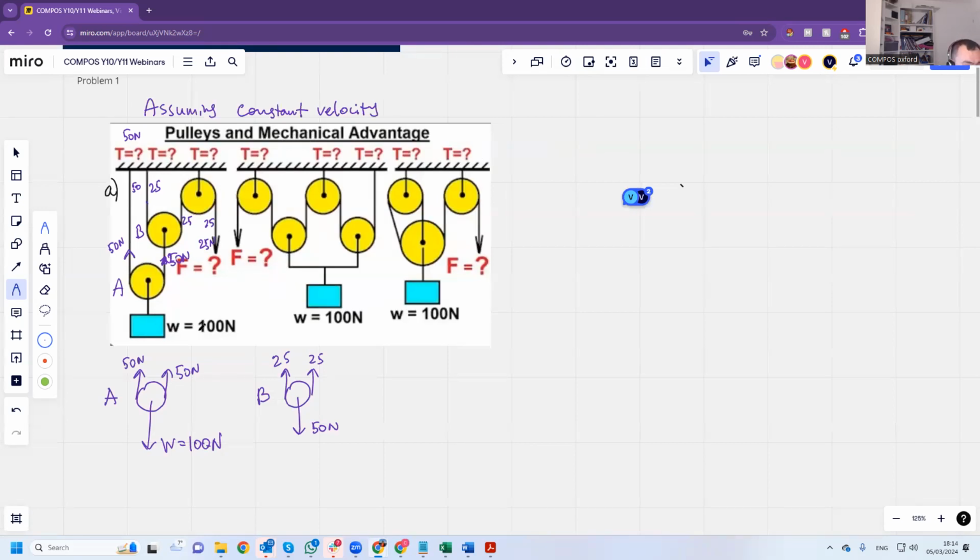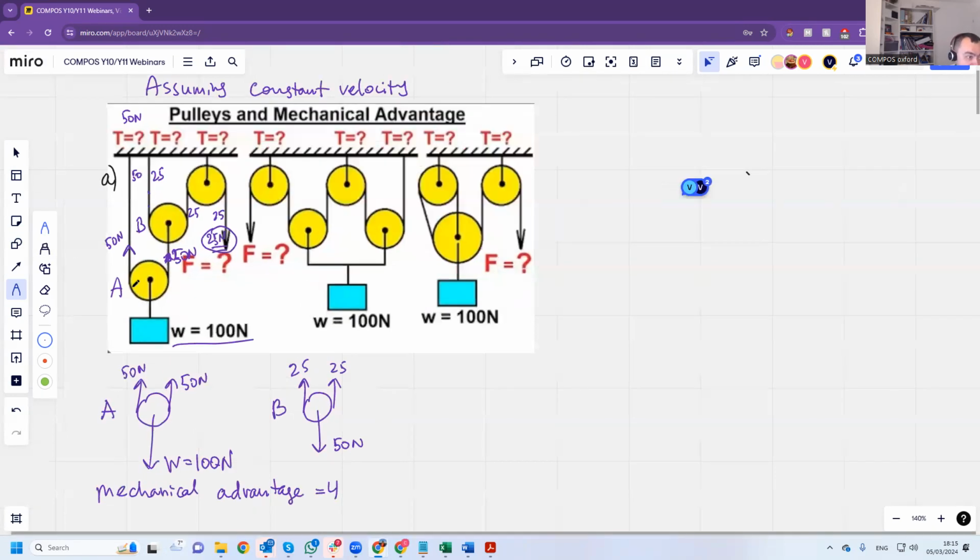Okay. Well, because the weight is 100 and the force is 25. So the force that you need to apply here is 25. So the mechanical advantage is 4. And there you can argue in different ways why you have this mechanical advantage. Well, the first reason is that this weight is suspended by 4 ropes.